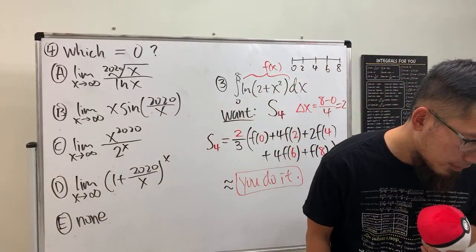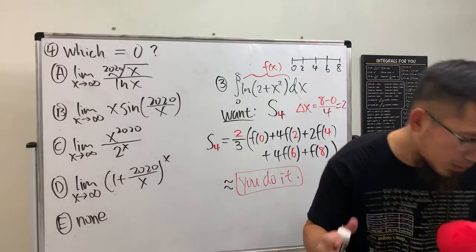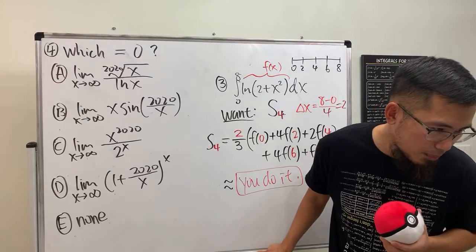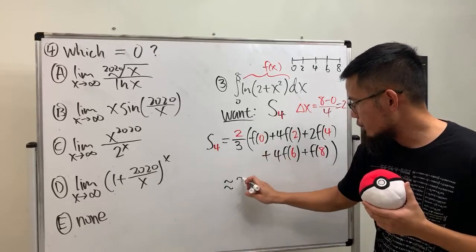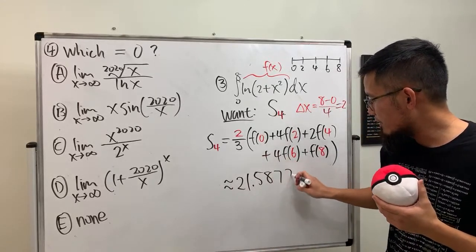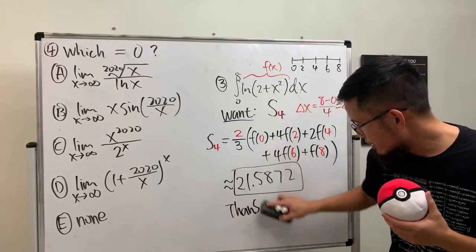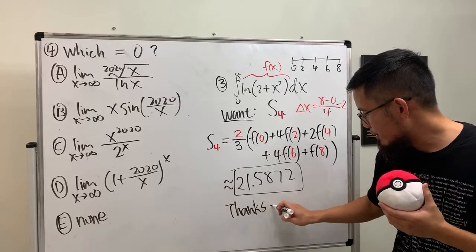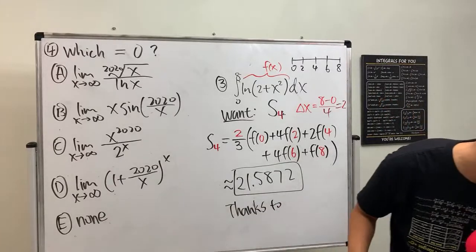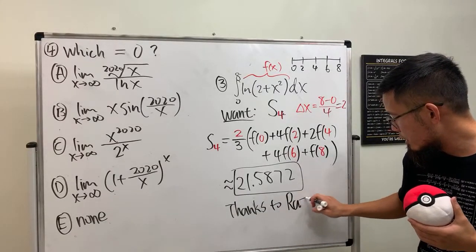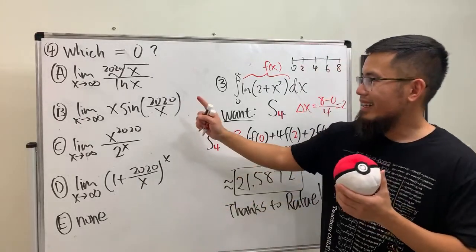So let's see. Thank you to Raphael, 21.5872. All right, so let's see. Oops, forgot the K. Let me just get your names right, but I'll just write down Raphael. Cool.